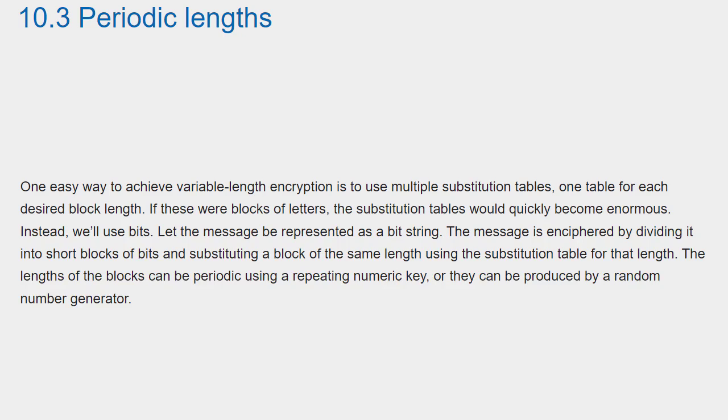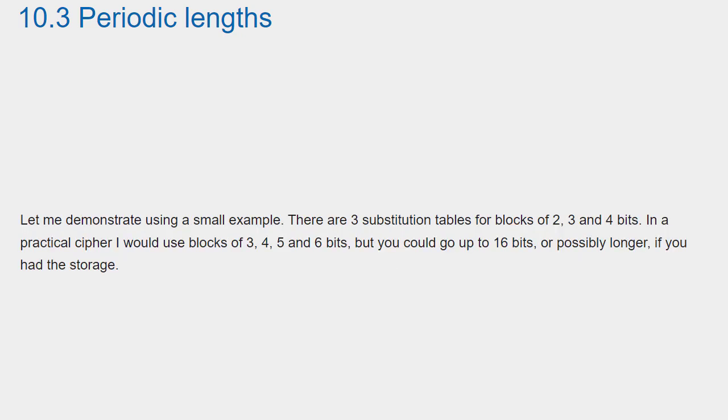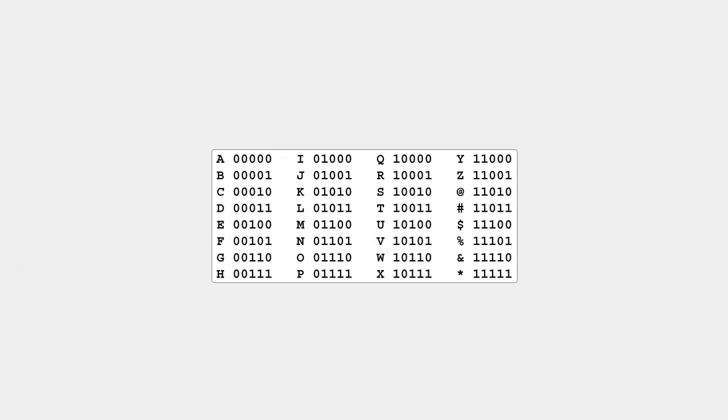The lengths of the blocks can be periodic using a repeating numeric key, or they can be produced by a random number generator. Let me demonstrate using a small example. There are 3 substitution tables for blocks of 2, 3, and 4 bits. In a practical cipher, I would use blocks of 3, 4, 5, and 6 bits, but you can go up to 16 bits, or possibly longer, if you had the storage.